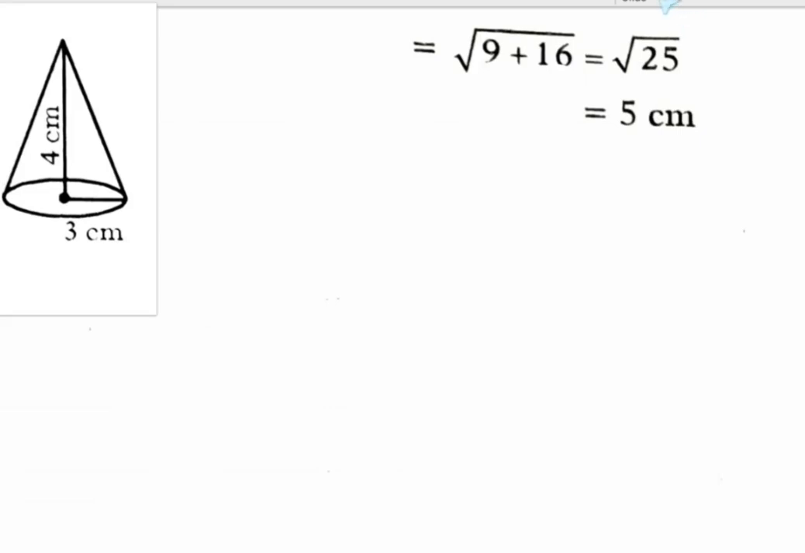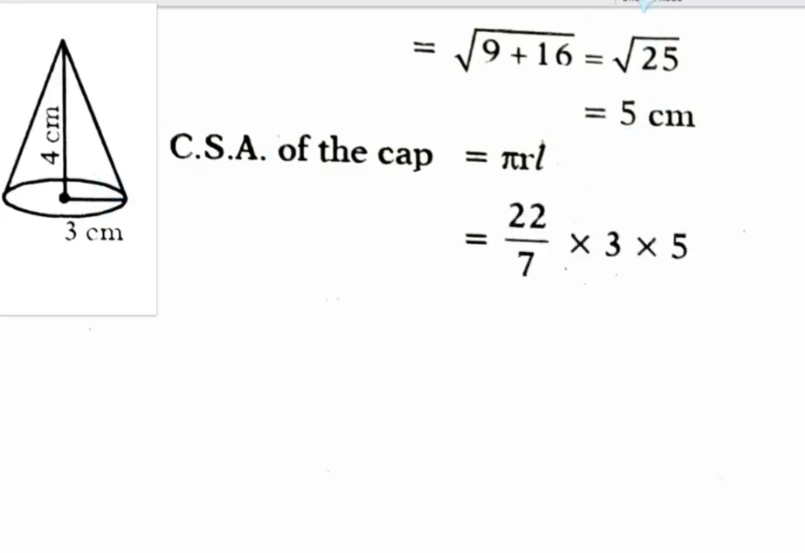Therefore, the curved surface area of the cap is equal to pi r L. We know that pi equal to 22 by 7, r equal to 3 centimeters and L equal to 5 centimeters. 22 by 7 into 3 into 5 is equal to approximately 47.14 centimeter square. This is for one cap.